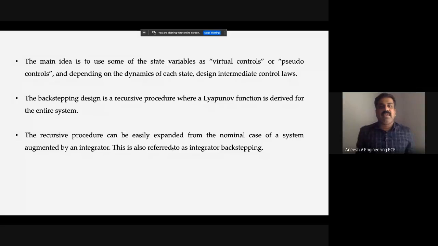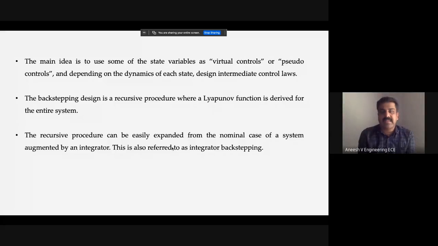Then, coming to the main idea: use some of the state variables as virtual controls or pseudo controls, and depending upon the dynamics of each state, design intermediate control laws. That means we are designing a control law, virtual controls or a control Lyapunov function based on this recursive procedure, where the Lyapunov function is derived from the entire system. Then the recursive procedure can easily be expanded from the nominal case of a system augmented by an integrator. This is also referred to as integrator backstepping.